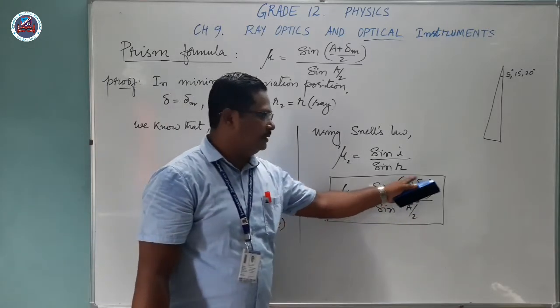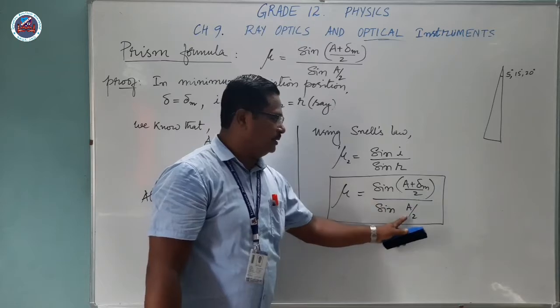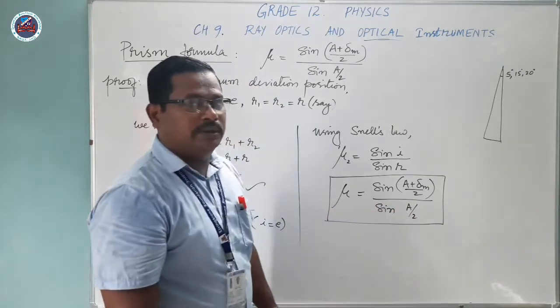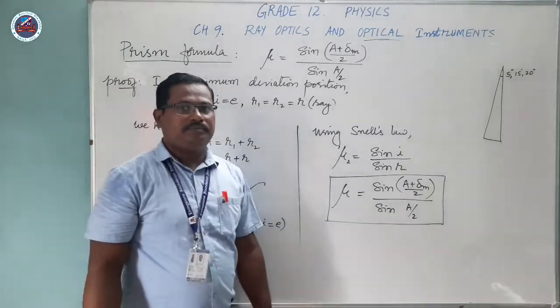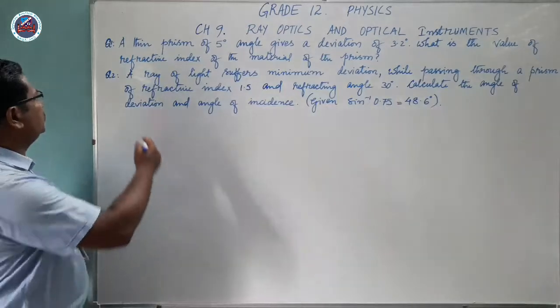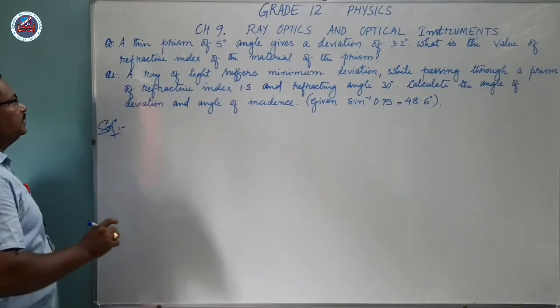You have to keep in mind that this is angle of incidence of the prism in minimum deviation position, and this is angle of refraction A by 2. Now let us do some numericals and make that concept more clearer. Let us solve these two questions based on the formulas you got in prism.